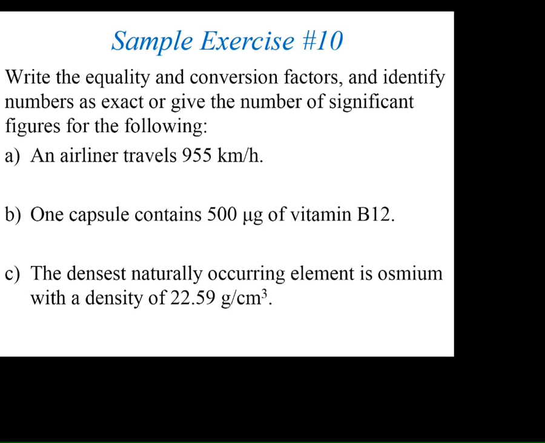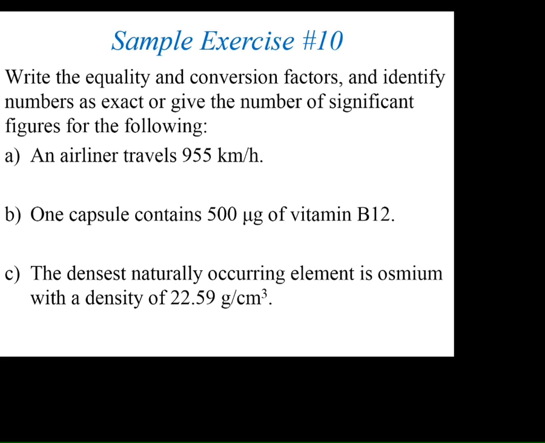Okay, so let's try a couple here. Let's look at number 10. Let's say an airliner travels at 955 kilometers per hour. So what I'm going to do here is figure out what kind of a conversion factor could I pull out of that? And is that an exact conversion or is that an inexact conversion? So let's look at this one. What kind of a conversion could I draw out of 955 kilometers per hour? Do you have any idea?